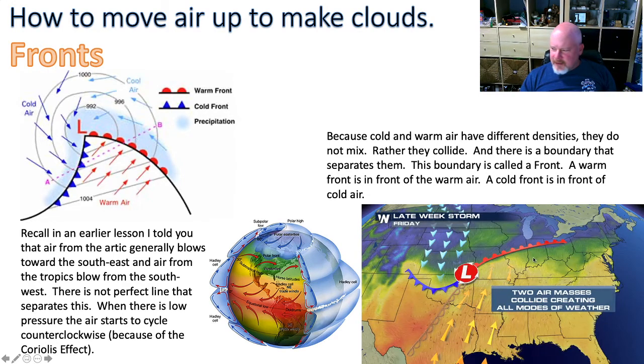And you can really see this in this picture of the United States. Yellows and reds are showing warm air, and blues and greens are showing cool air. So here's your warm front, it's in front of the warm air. Over here you have your cold front, which is in front of the cold air. We can see that it's got polar air coming from the north, and tropical air coming from the south.